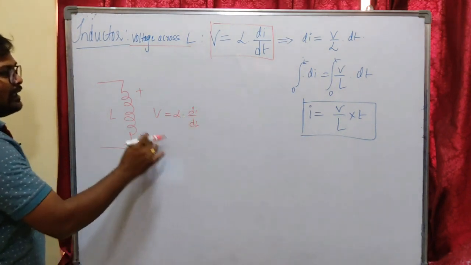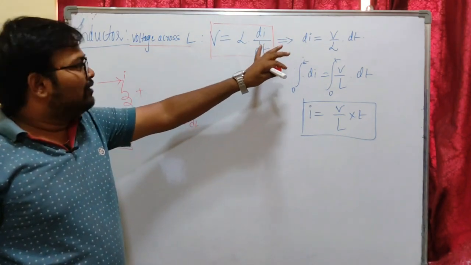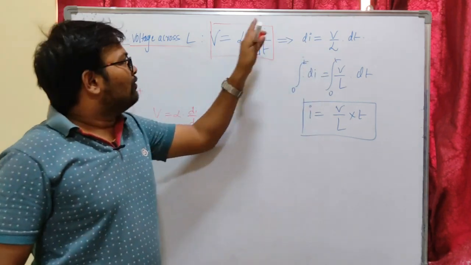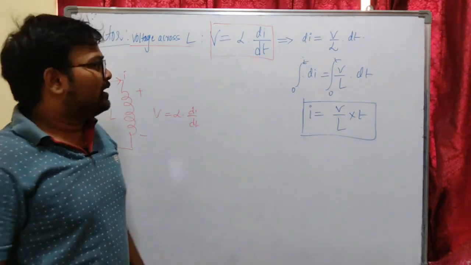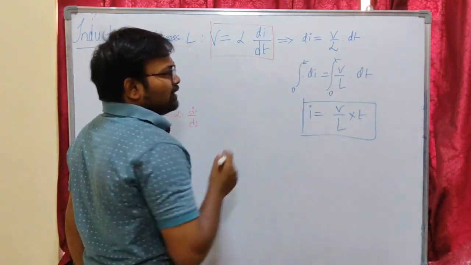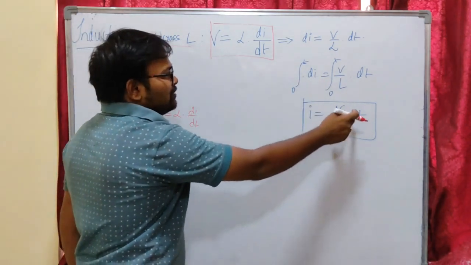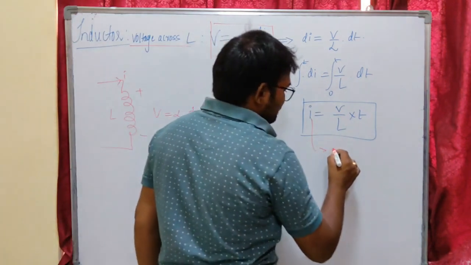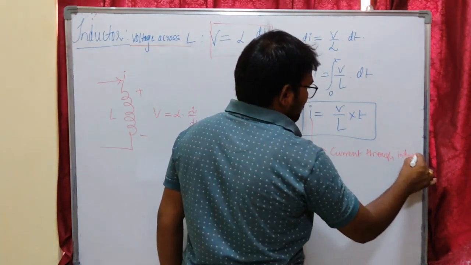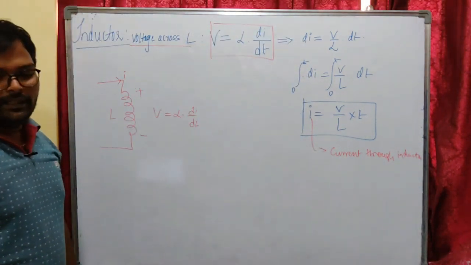In order to find the current through the inductor, how can you find it? Because it is in derivative form, you can integrate it. For that we shift the other factors to the opposite side, so di will be equal to V by L times dt. Integrating over a period from 0 to t, the integral of di will be equal to the integral of V by L into dt. The integration and derivative cancel, so we are left with I equal to V by L times t. This is the current through the inductor. Voltage across the inductor is V equals L into di by dt, and current through the inductor is V by L into t, where t is the time in seconds.